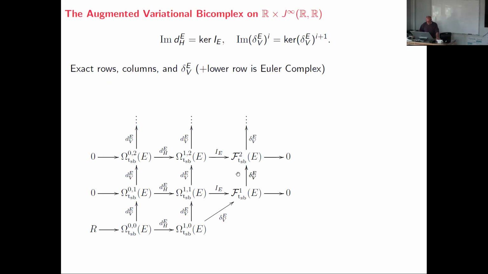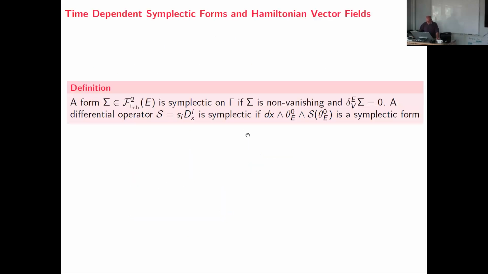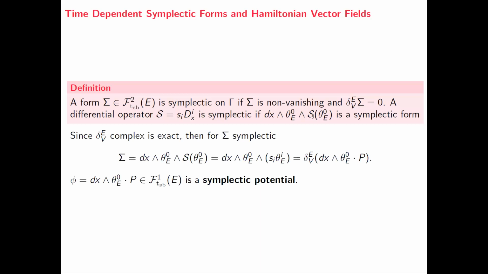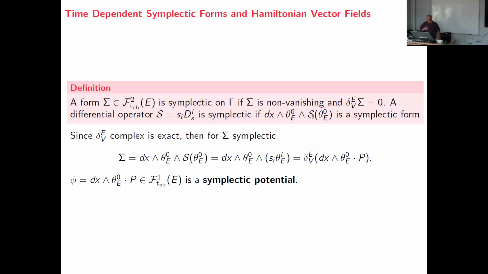Now this complex is exact, by the way. This is an exact complex, the Euler complex. And so a differential operator, I'll define it to be symplectic if the corresponding 1-2 functional form is a symplectic form. Okay, so that's what I've taken as the definition of symplectic operator. Would you agree with that, Joseph? Hope so. Okay. Oh, yes, thanks. Okay, great. And so the complex is exact.